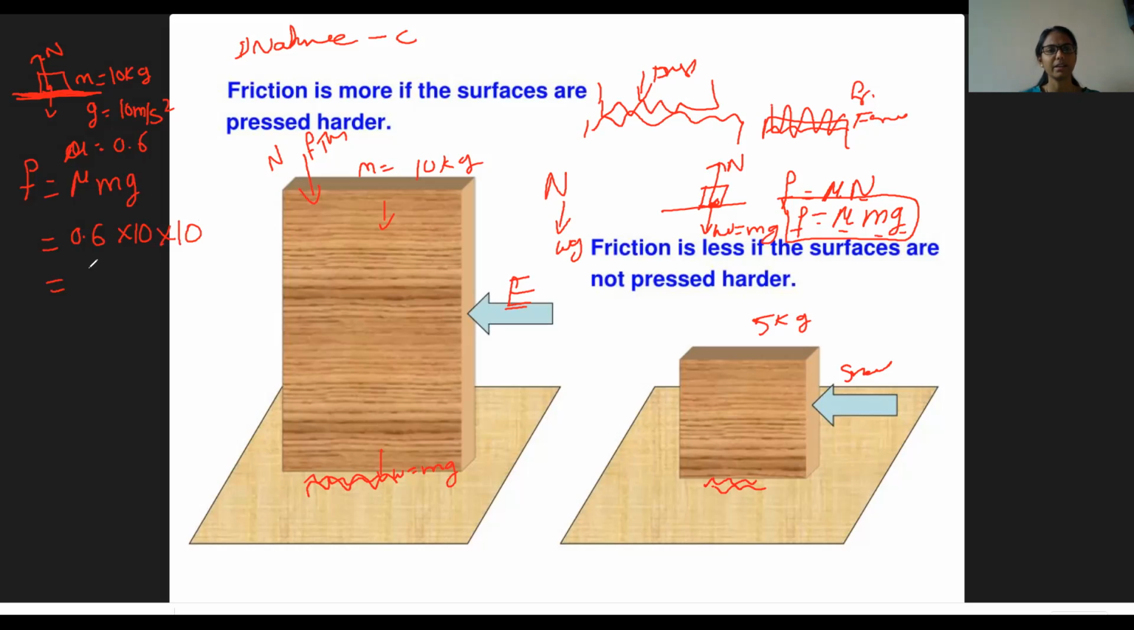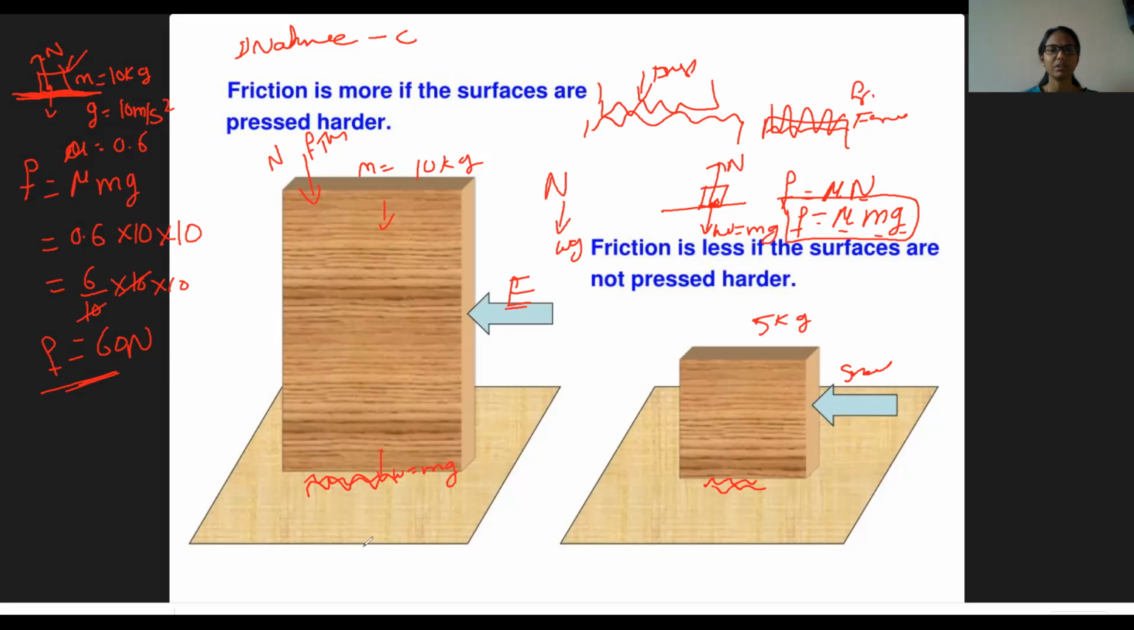So you can calculate now. We can write it as 0.6 into 10 into 10. So cancel 10, 10, you will get 60 newtons. So this is the frictional force acting on the body. That means we need to replace this 10 kg mass.